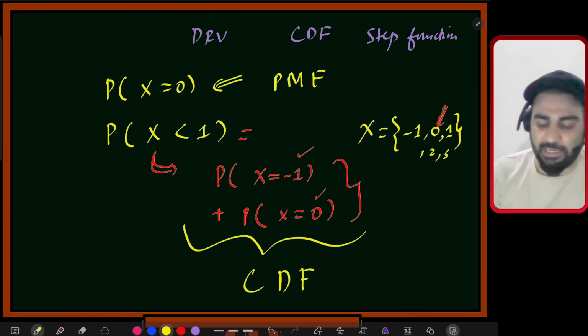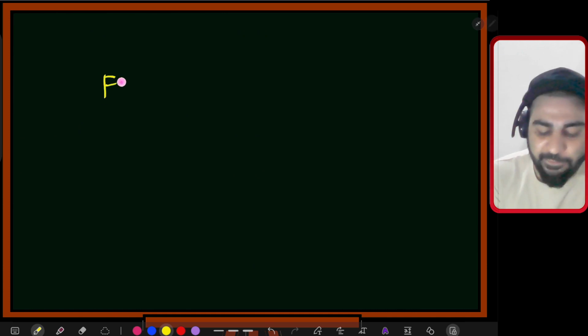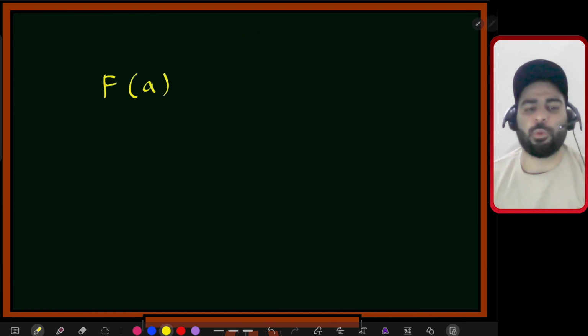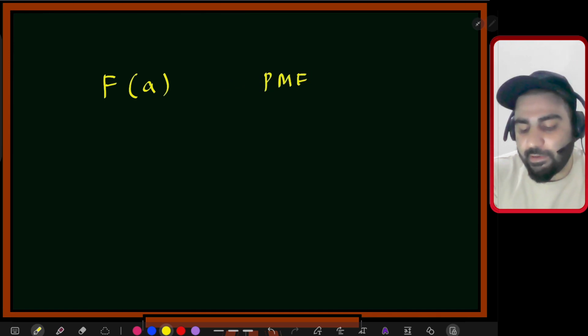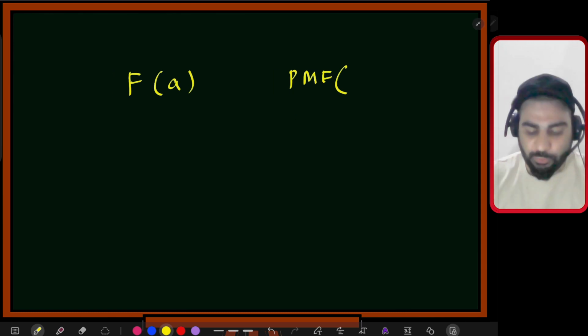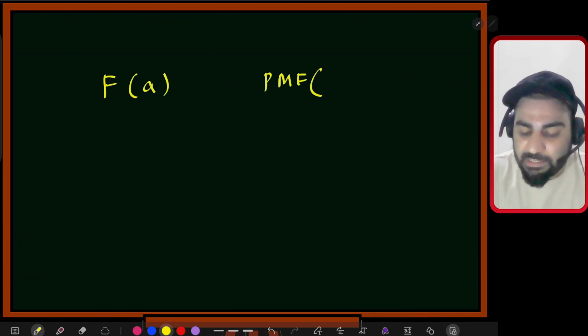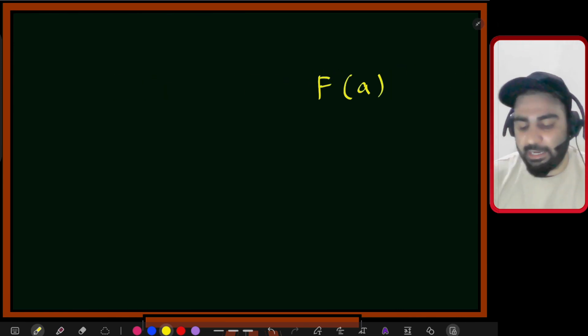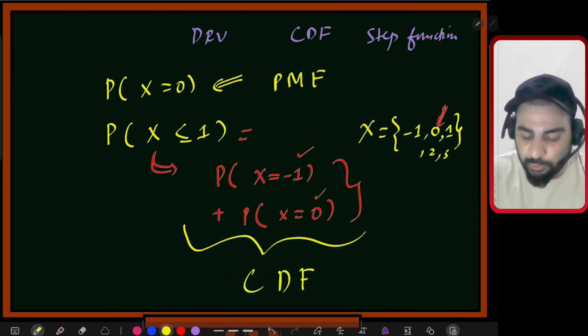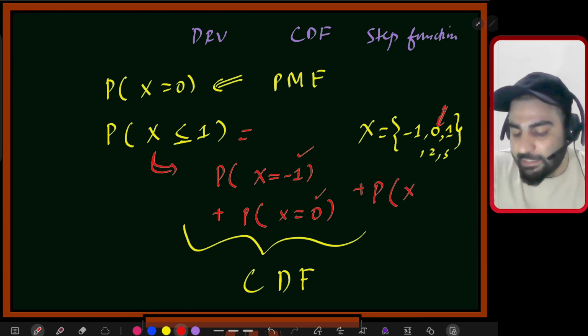So how can I write it? If I have f of a, what is this f of a basically? It is telling me the PMF, or I can say the function. Howsoever I wrote this function, it says what is the probability that my random variable x takes value less than or equal to a. Here it was just less than, so if I add equal to also, one more term will get added, plus probability x is equal to 1.